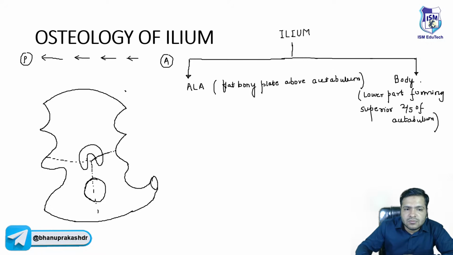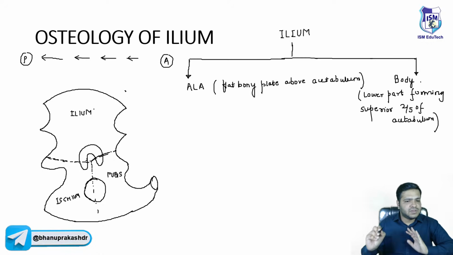Just try to make this bit a Y-shaped cartilage. Now this Y-shaped cartilage actually separates. This is the ilium, this is the pubis, and this is the ischium. So I'm now concerned with the ilium part.